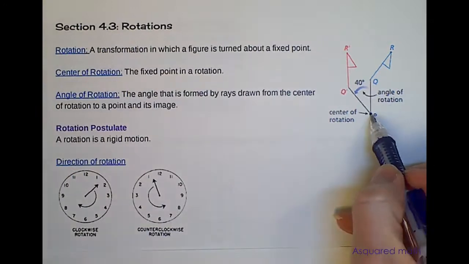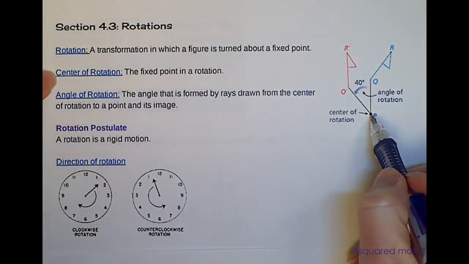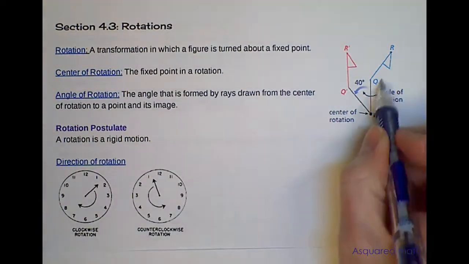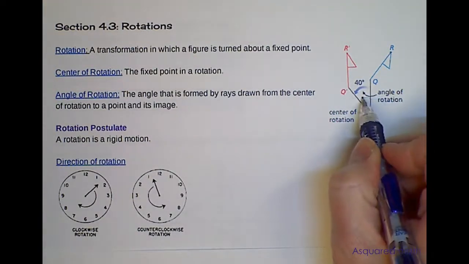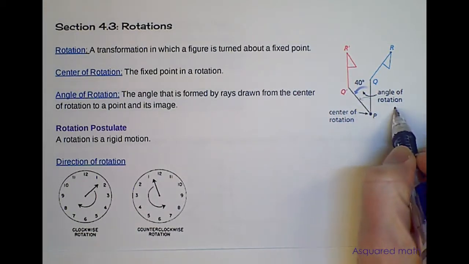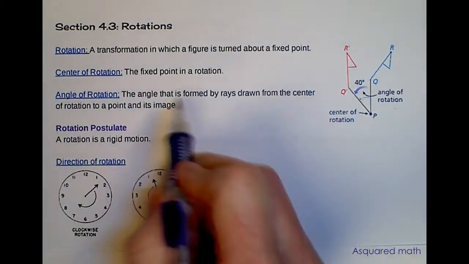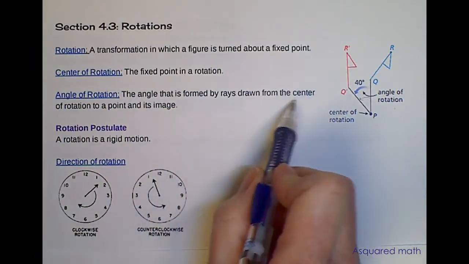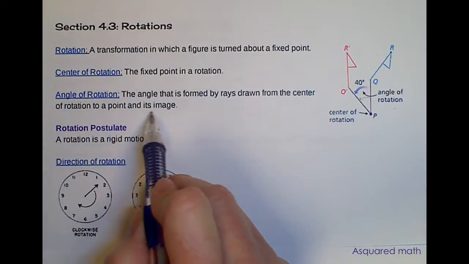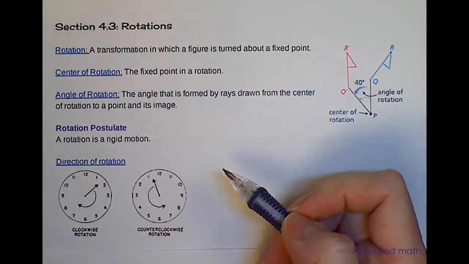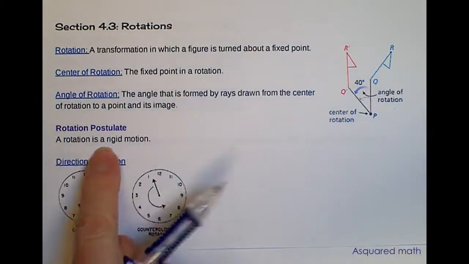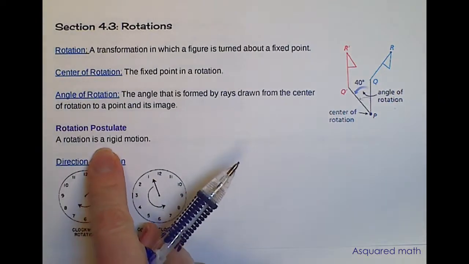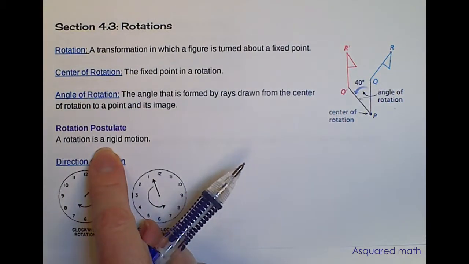That point P is known as the center of rotation, the fixed point in a rotation. And how far the object rotates is known as the angle of rotation. So the angle that is formed by rays drawn from the center of rotation to a point and its image is known as the angle of rotation. Rotations are a rigid motion, or isometric, so what that means is they are not going to change size or shape. All of the angles and side lengths are going to stay the same.